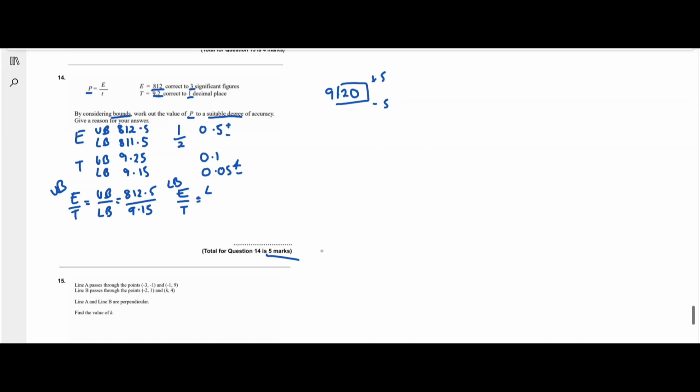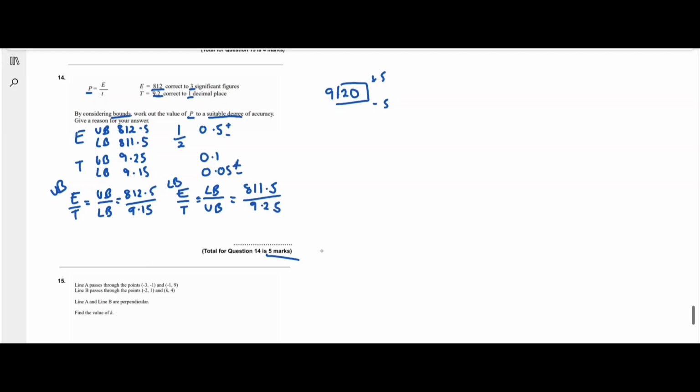I need the smallest possible number, the lower bound for E on the top, and I need the maximum possible number I can get, so the upper bound for t on the bottom. So the smallest possible number divided by the biggest possible number is going to give me the smallest answer. So I need the lower bound for e, which is 811.5, divided by the upper bound for t, which is 9.25.